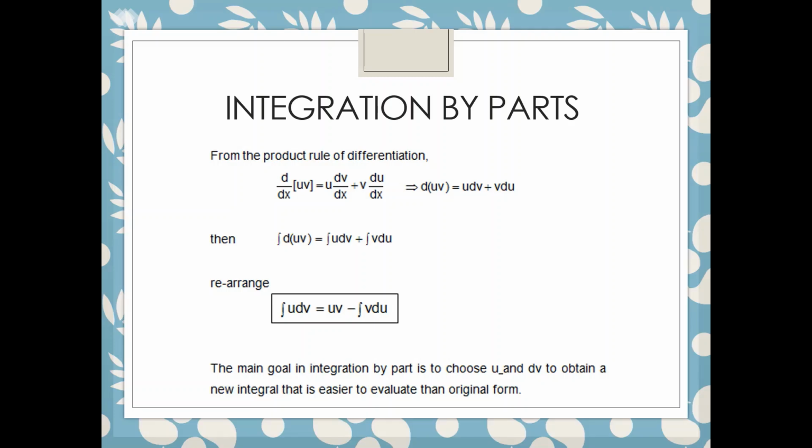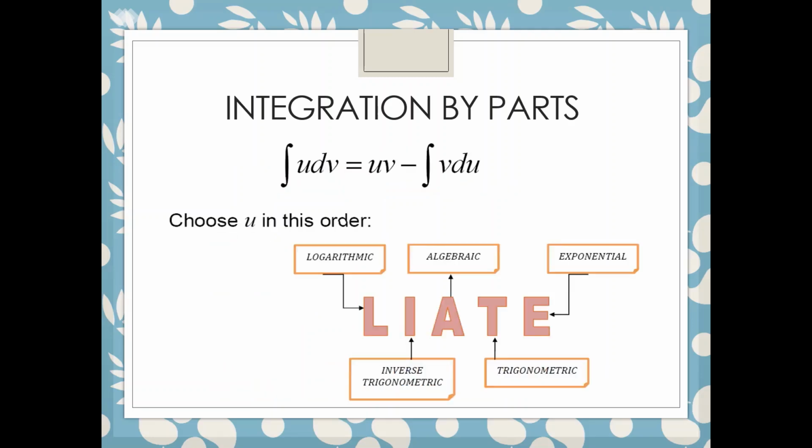This formula is obtained from the product rule of differentiation as given below. The main goal in integration by parts is to choose u and dv to obtain a new integral that is easier to evaluate than the original form. When you apply integration by parts, the first thing you need to do is to choose the correct u and dv. If you choose the wrong one, you will obtain a complicated integral which becomes more difficult to integrate.